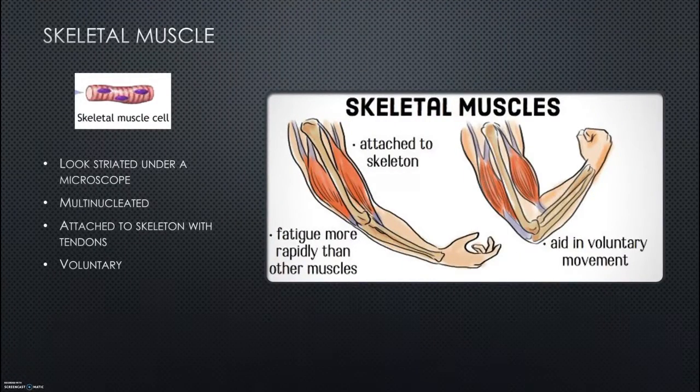Finally, let's talk about skeletal muscle cells. Skeletal muscle cells look striated under a microscope, just like cardiac muscle cells. However, they are multinucleated, which means that they have more than one nucleus in a cell. Skeletal muscle cells are voluntary muscle cells, which means you have to think about them moving. You got to tell your brain to go tell your arm, hey, flex, I want to show off my bicep to somebody.